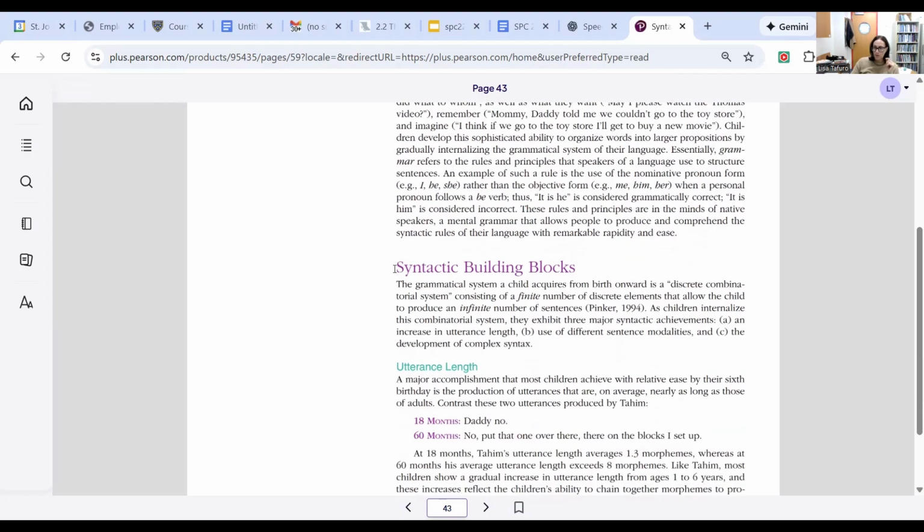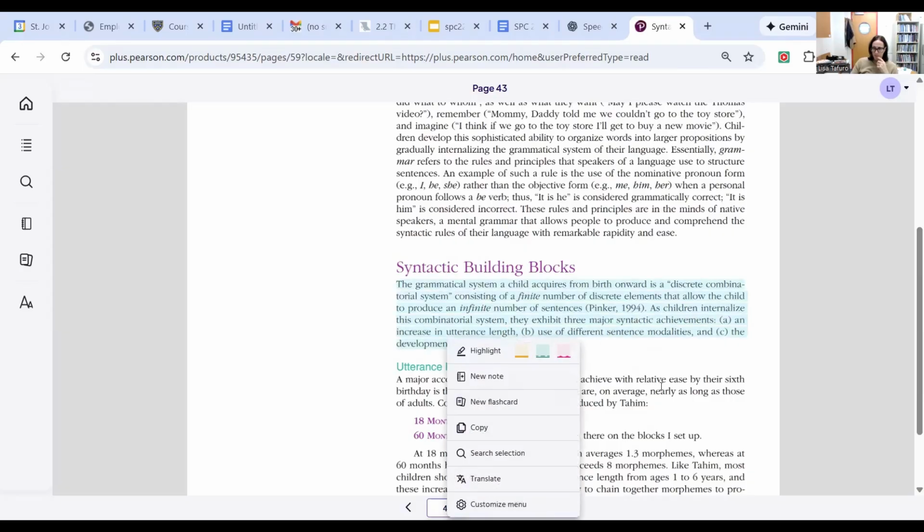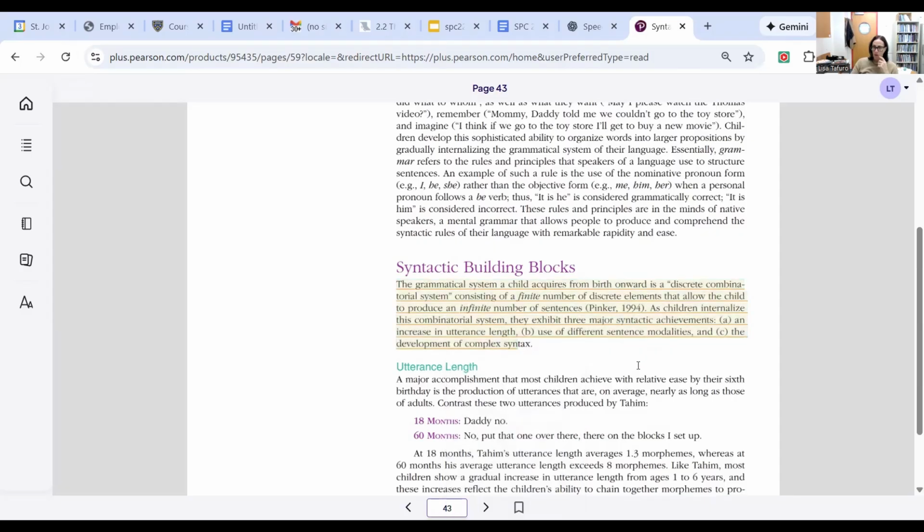So what are the things, sort of the building blocks, they keep using this term, right? What are the things or the tools that children acquire? What are the aspects of syntax that children acquire early on that help them to develop their syntax? So this is actually a very interesting and important paragraph right here. The grammatical system of a child, right, acquired from birth is a discrete combinatorial system consisting of a finite number of discrete elements that allow the child to produce an infinite number of sentences.